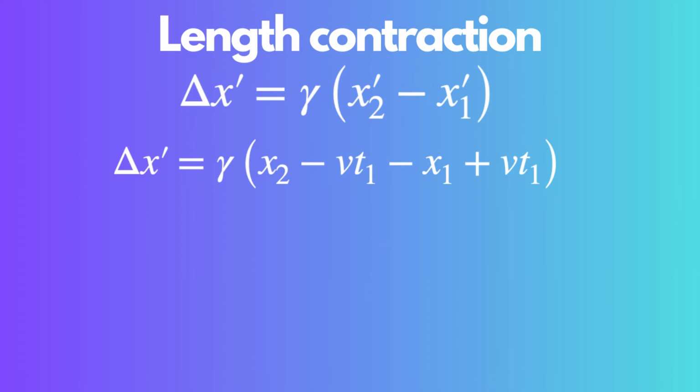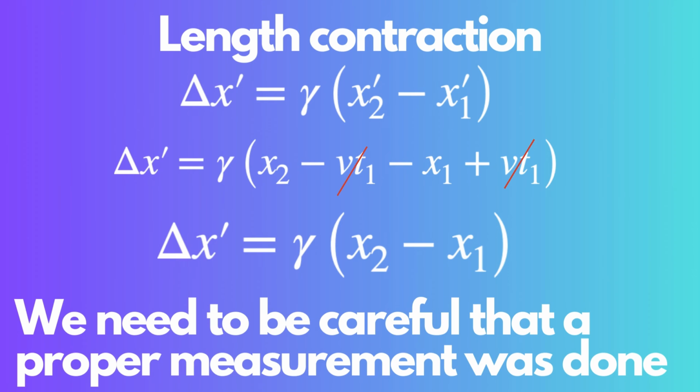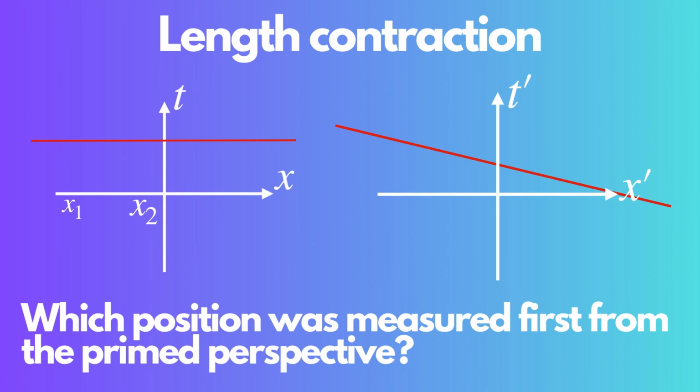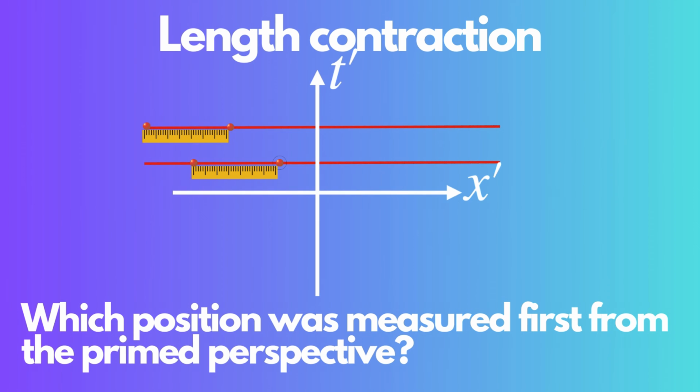But again, t2 is equal to t1, and so therefore the t terms cancel and we're left with this. But now x2' and x1' are no longer simultaneous. We basically have to figure out the answer to this question: which one was measured first, x1' or x2'? Using this formula, we see that because x2 is greater than x1, t1' must be greater than t2', and therefore the x2' measurement actually happened first.